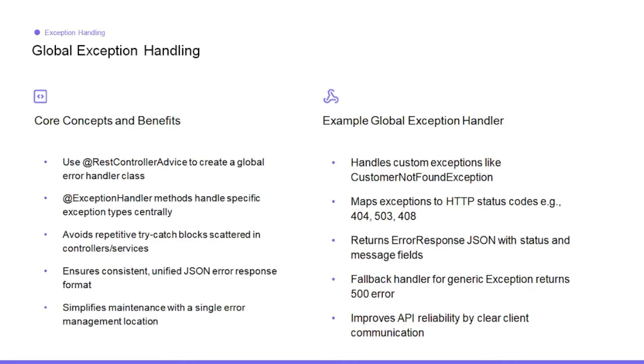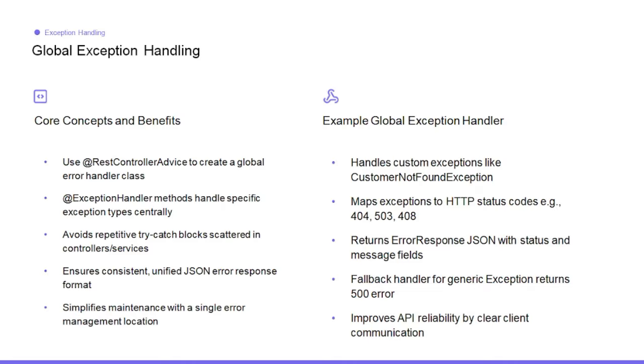It avoids repetitive try catch blocks, ensures consistency, and unified JSON error. As I told, whenever there is an exception, you always want to return it in a JSON format, in a specific format which the client can easily understand and handle and show in his UI or whatever format he wants to show. It simplifies maintenance with a single error management location. Example of global exception: handles customer not found, maps the exception to the status, depending upon 404, 503, 408, and returns an error response JSON with the status.